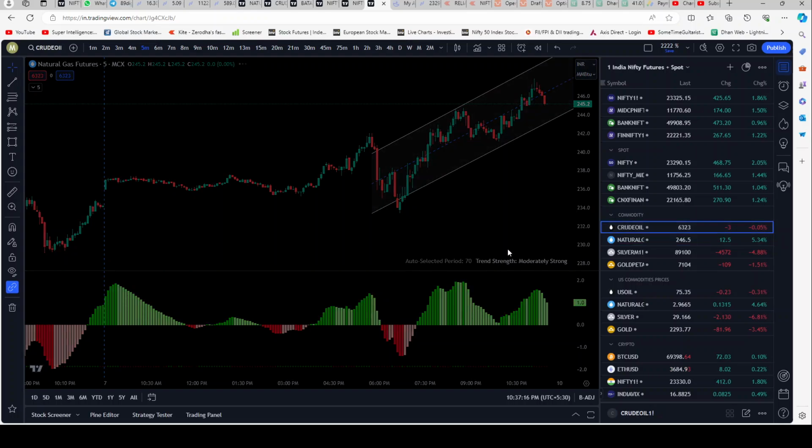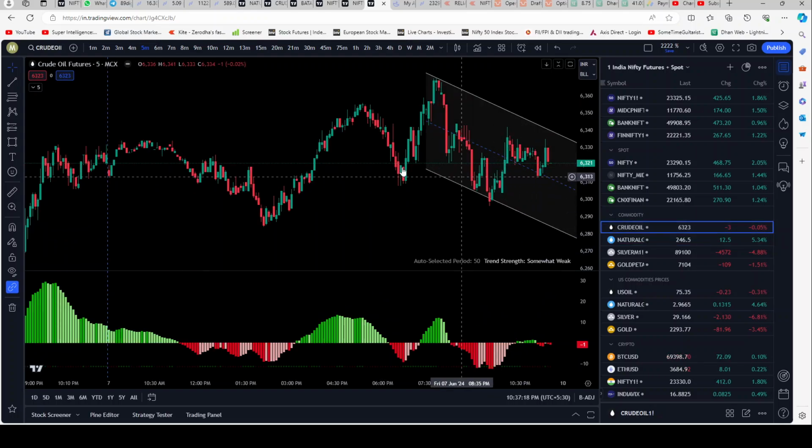On crude, the last 2-3 hours, it was just consolidating. I think I'd made some money in this short position over here. I'm not too sure though. I did a little bit of trading in crude. So again, on intraday basis, let's see where was the action.